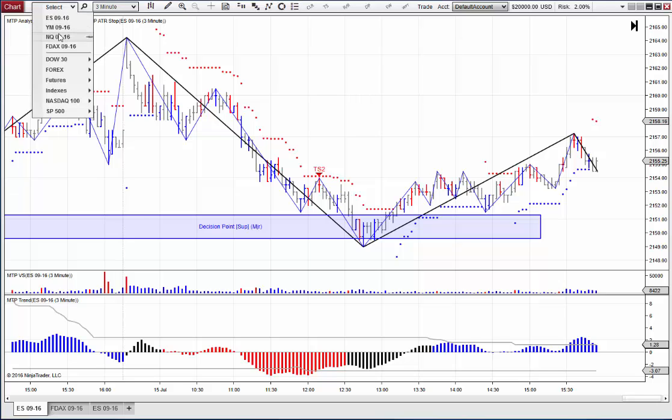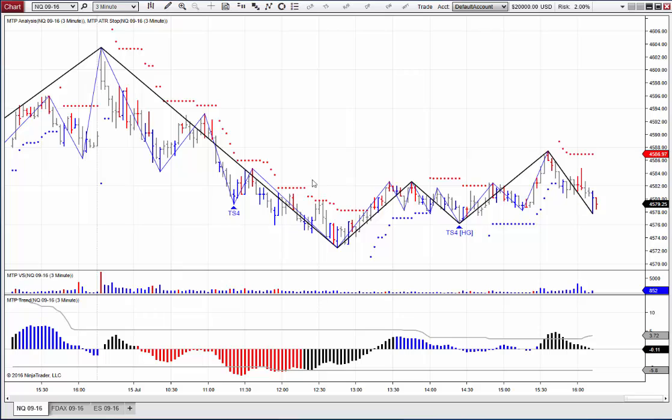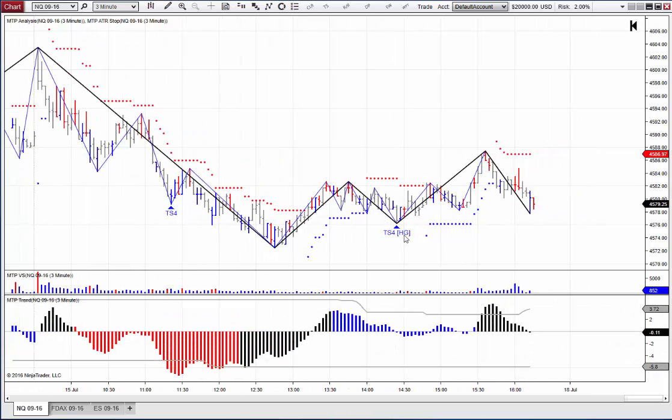Let's have a look at the NQ. Whoops, there's my analysis again from yesterday. I'll just take that off. Similar kind of thing. We'll just look at the trend indicator now. There's the market going down. There's a TS4 buy setup, but the trend indicator is red. Therefore, you would want to be avoiding that buy setup, which again was a good idea because that would have been a losing trade.